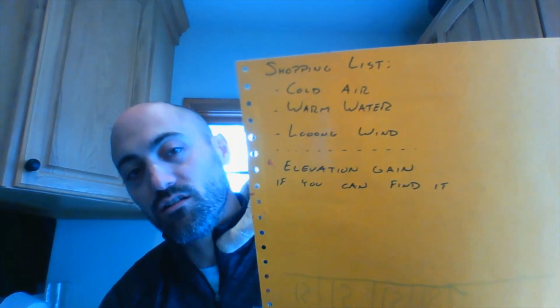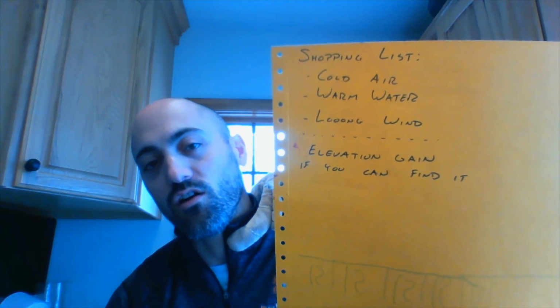Now, you also need a lake, okay? A big lake. You're talking the Great Lakes. Lake Ontario specifically for us, Lake Erie for Western New York State like Buffalo. Smaller lakes, they're not going to be enough time and enough water for when the air is going over it to actually increase the snowfall from that. So, shopping list. Cold air, warm water, long wind.